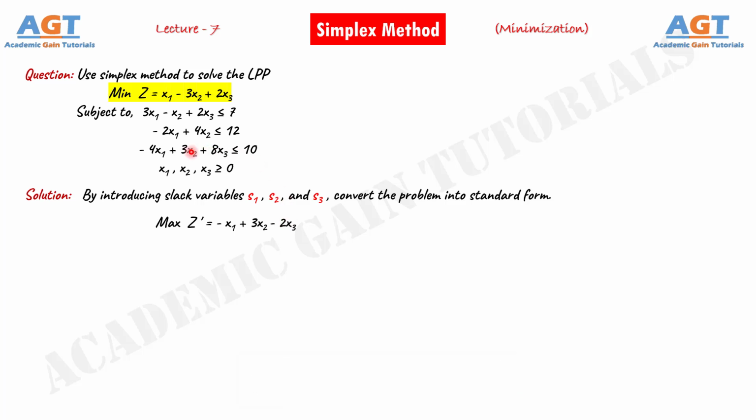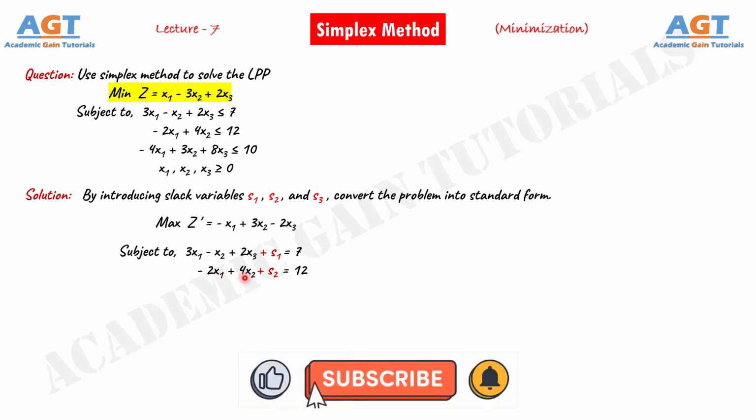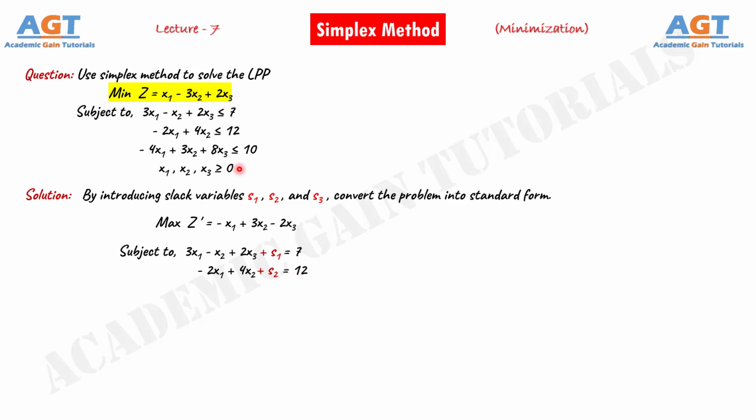Now, we will introduce these three slack variables S1, S2, and S3 in these three unequal constraints, and turn them into equations in standard form. So, for the first equation, we will write, subject to 3x1 minus x2 plus 2x3, then add the slack variable S1, equals to 7. For the second equation, we will write, minus 2x1 plus 4x2, then add the slack variable S2, equals to 12. For the third equation, we will write, minus 4x1 plus 3x2 plus 8x3, then add the slack variable S3, equals to 10.